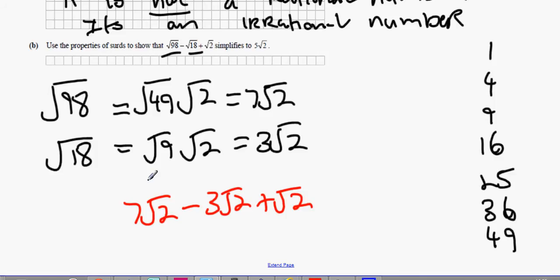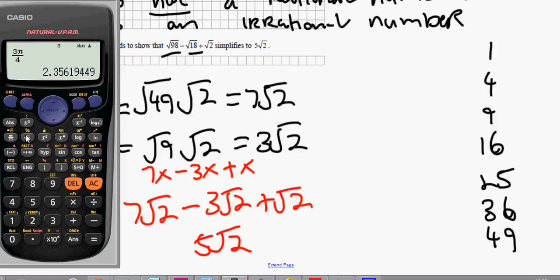And it's sort of like 7x minus 3x plus x. It's like 8x minus 3x, which is 5x. And in this case, it's 5 root 2. Now, alternatively, you could just put into your calculator root 98 is 7 root 2, root 18 is 3 root 2. So then you could just go about doing root 98 minus root 18 plus root 2.